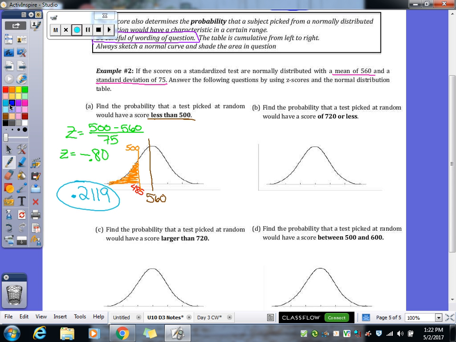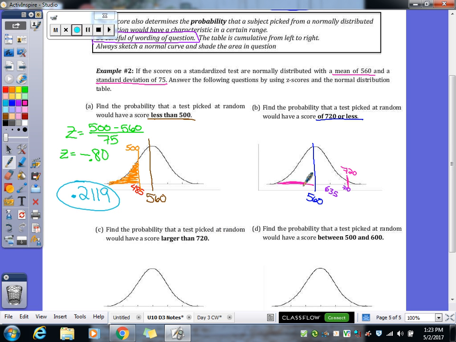So now B, find the probability of getting a test of 720 or less. So we're going to do the same thing. First, put my mean on there, 560. 720 is higher than that, so I'm going to add my standard deviation. What would be one standard deviation above? 635. Not quite there yet, so let's add another 75 to that. What do we get? 710. So 720 would be where? Wouldn't it be just beyond my 710? Yeah, so my 720 is approximately there.